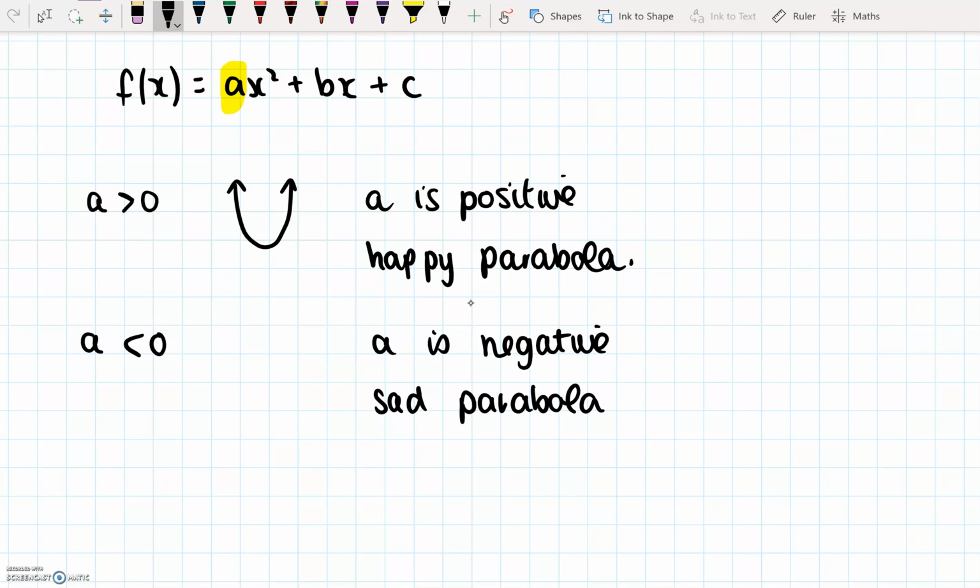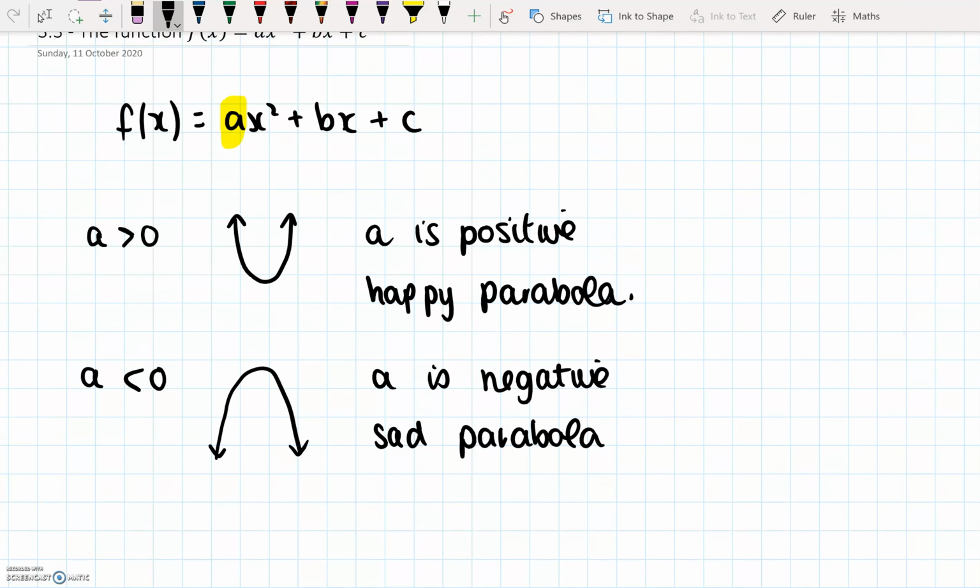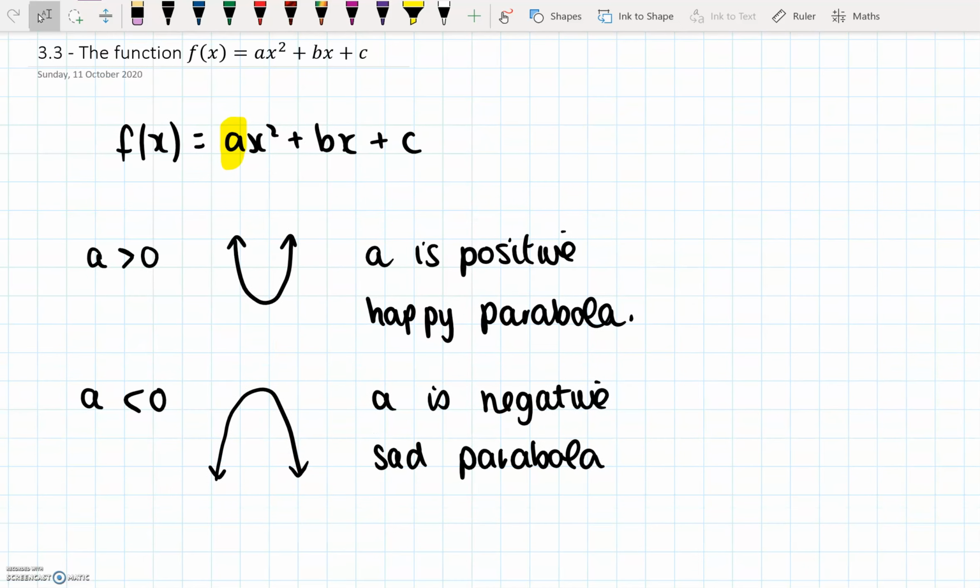Okay, and that means it looks like so. And I think that this is a much clearer way of thinking about it. If you just think positive, a is positive, positive people are happy, so it's a happy parabola, it's smiling. Okay, a is negative, it's a sad parabola, therefore the parabola is frowning.